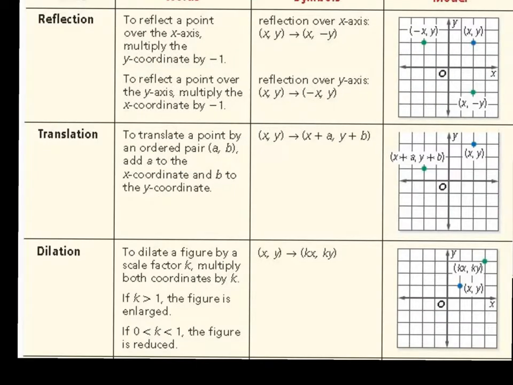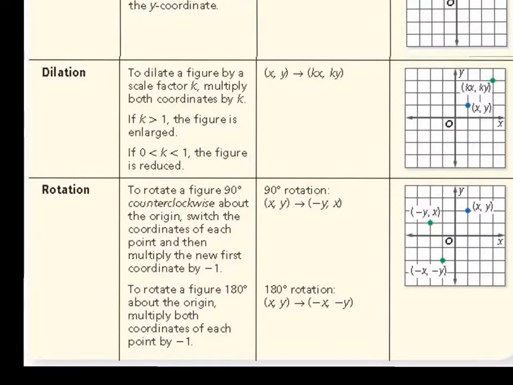To dilate a figure by a scale factor k, multiply both coordinates by k. If k is greater than 1, the figure is enlarged. If k is between 0 and 1, the figure is reduced. To rotate a figure 90 degrees counterclockwise about the origin, switch the coordinates of each point and then multiply the new first coordinate by -1. To rotate 180 degrees about the origin, multiply both coordinates of each point by -1.